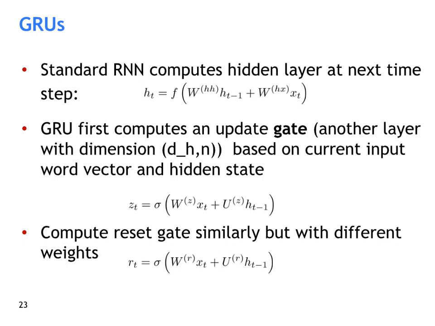Actually there are people trying out different activations for these two gates, and later I will show a research work about trying out these kinds of different modifications. But empirically, the results show that the sigmoid activation works better for the two gates.